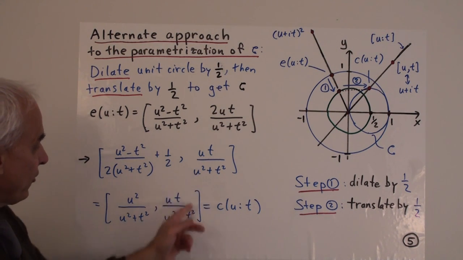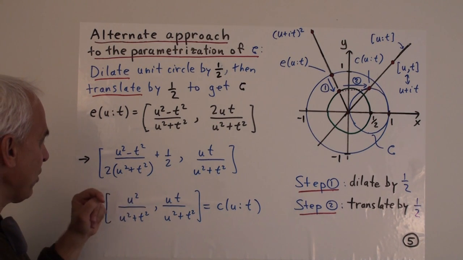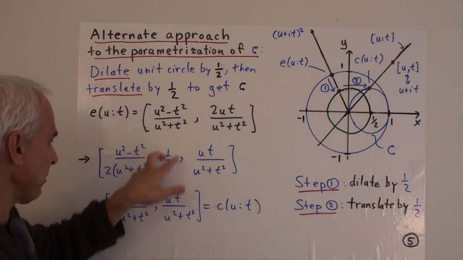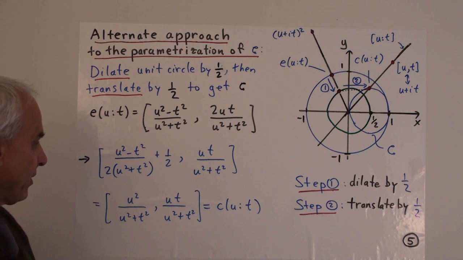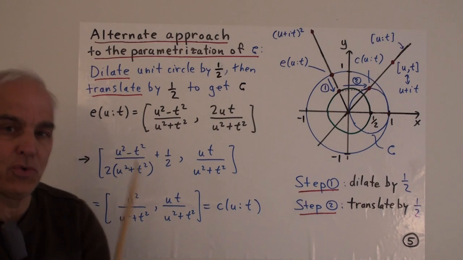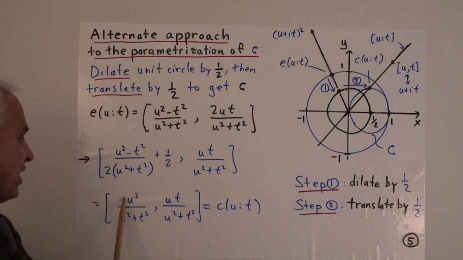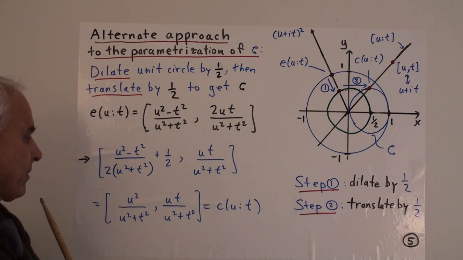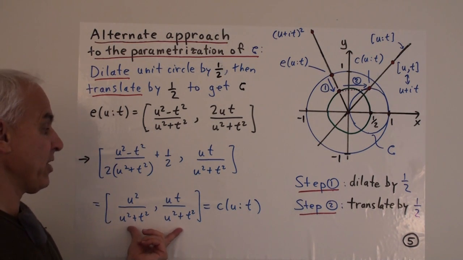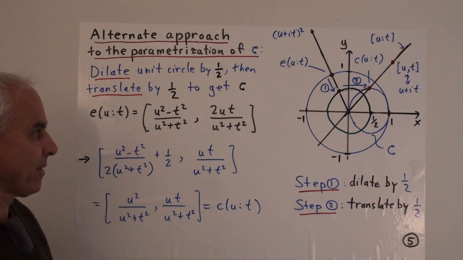Well, when we put everything over a common denominator, there's a 2 times (u squared plus t squared). If we multiply top and bottom here by u squared plus t squared, then the u squared minus t squared plus the u squared plus t squared will give us 2u squared. The 2 will then cancel with the 2 that's on the bottom, and we'll just get u squared over u squared plus t squared. So we're going to get exactly the same story that we got in the previous slide, what we call c(u, t).